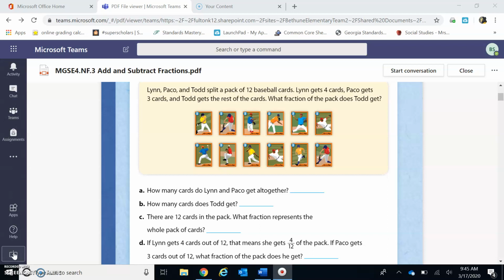Remember, whenever you're dealing with fractions, whenever you're drawing models, it could be an area model or a number line, please make sure that all of your parts are equal and even. That's something that you really want to remember when it comes to fractions.